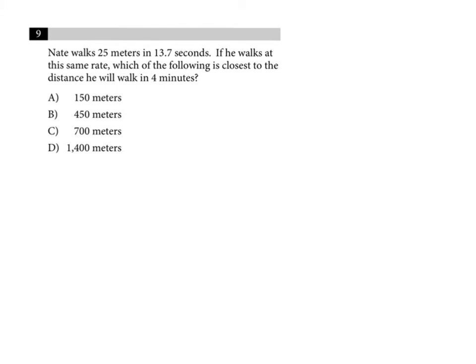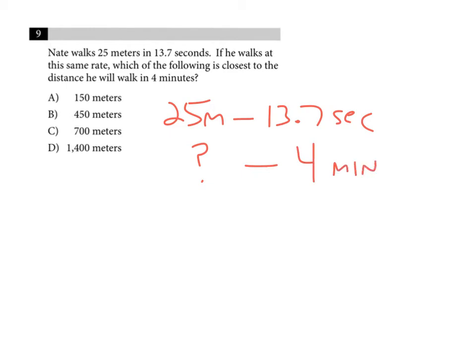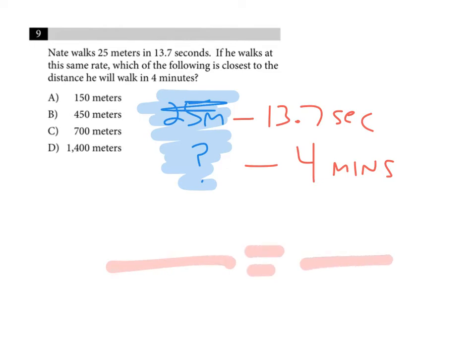Problem 9, Nate walks 25 meters in 13.7 seconds. If he walks at the same rate, what is the closest to the distance, so that's the meters, he will walk in 4 minutes. Well, here's what we need to do. The question is saying, what is closest to the distance? So here, the distance is given in meters. So what I'm going to do is I'm going to kind of set up a proportion, and I'm going to kind of put the meters on the left-hand side.